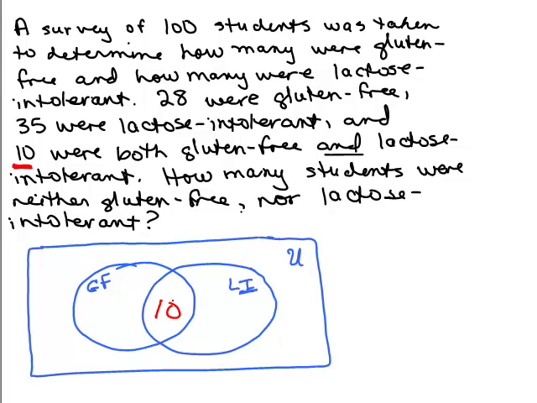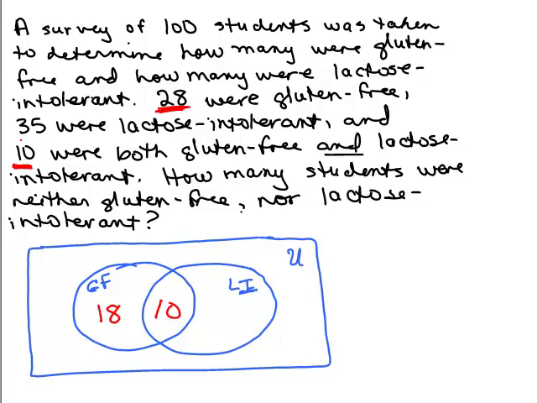Now we can go back up and see if we can fill in something else. 28 were gluten-free. Now I know that these two regions where the gluten-free is together must add up to 28. If 10 of the people are in this part, how many have to be over in this part? Well, 28 minus 10, this has got to be 18. I've now used that piece of information. Okay, let's keep going.